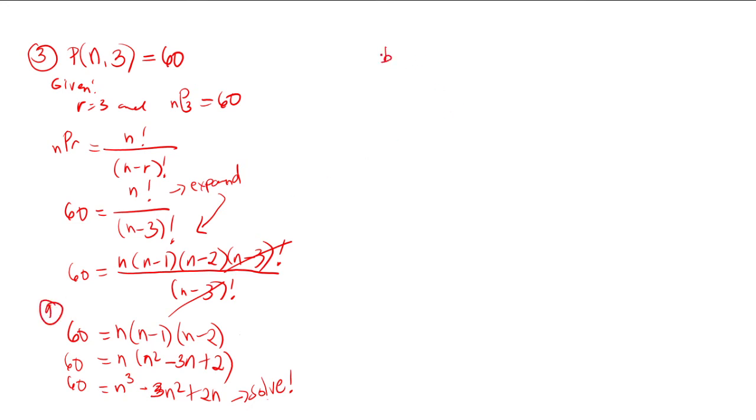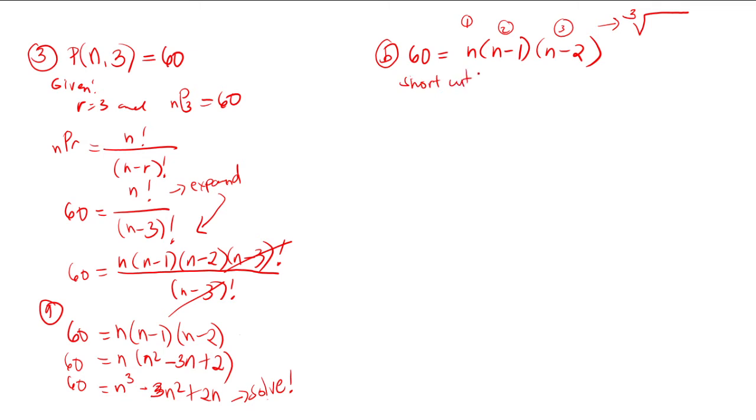Yung second method natin, pagdating mo dun sa 60 is equal to n times n minus 1 times n minus 2, i-treat mo to as radicals. So, this is as 1. Wala naman tayong radical symbol na may 1. So, ito 2, ito 3. So, count mo lang siya 1, 2, and 3. So, you are looking for the cube root. Okay, ito yung shortcut natin, somewhat like trick, sabi niya dun sa nabasa ko.